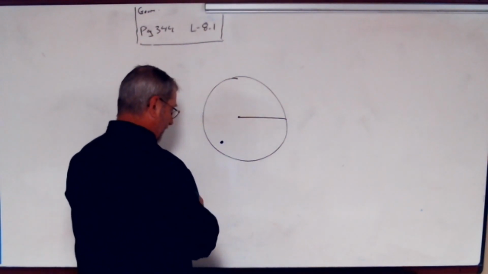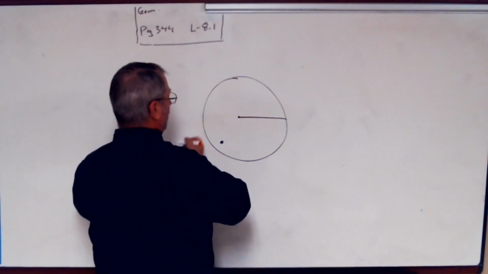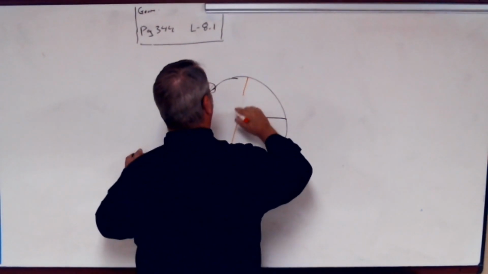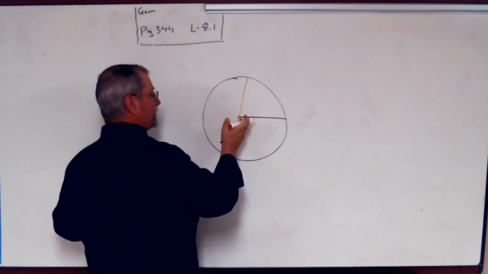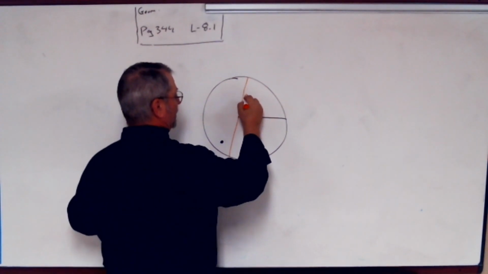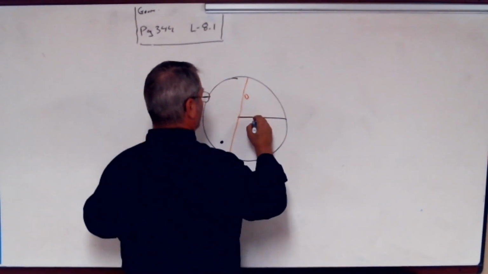Okay, if I have another line that goes from the circle through the center, wow, that got really bad. Sorry about that, Madeline. This goes from the circle to the circle through the center. This is called a diameter. This is a diameter. This is a diameter. This little puppy here is a radius.